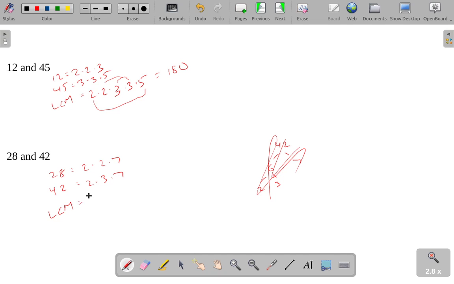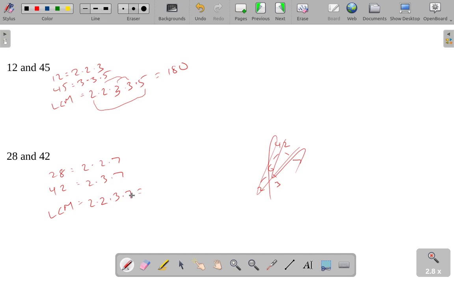LCM. Okay, so finding the least common multiple, I need to figure out how many 2's I need. I need at least 2 and at least 1. So if I have 2 2's, that will make both of those happy. This one doesn't chime in about 3's, but this one says I need 1 3. So I need 1 3. And they both say we need at least 1 7. So we need 1 7.